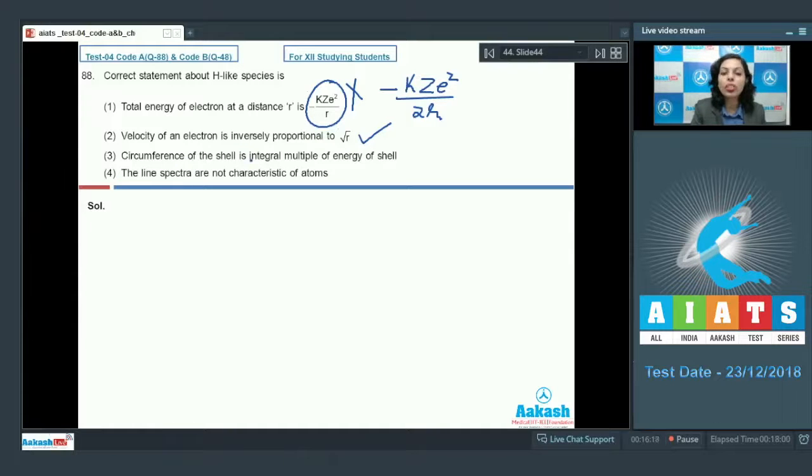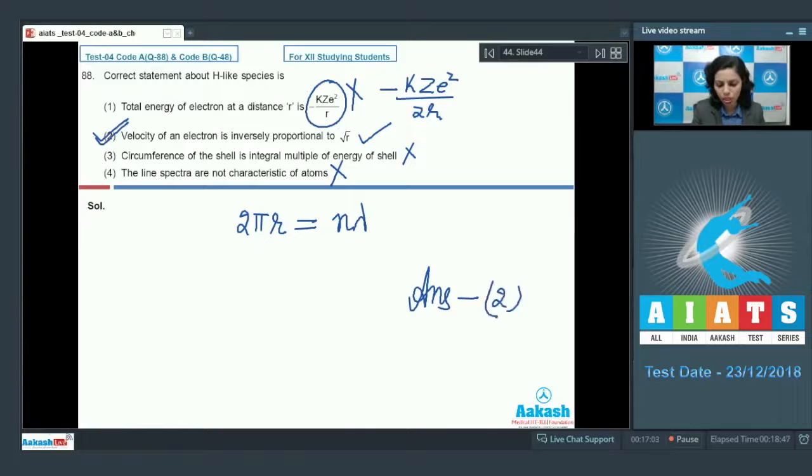Further, circumference of the orbit is an integral multiple of energy of the electron. So this statement is also wrong because the circumference 2 pi r is equal to n lambda, not the energy. The line spectra are not characteristic of atoms. Basically, this statement is also wrong because the line spectrum of a particular atom represents its characteristic. Line spectra of an atom is the characteristic of that particular atom. That's why the statement is given here in the wrong form. That's why I'll choose only option 2 as my correct answer because it represents the correct statement about hydrogen-like species.